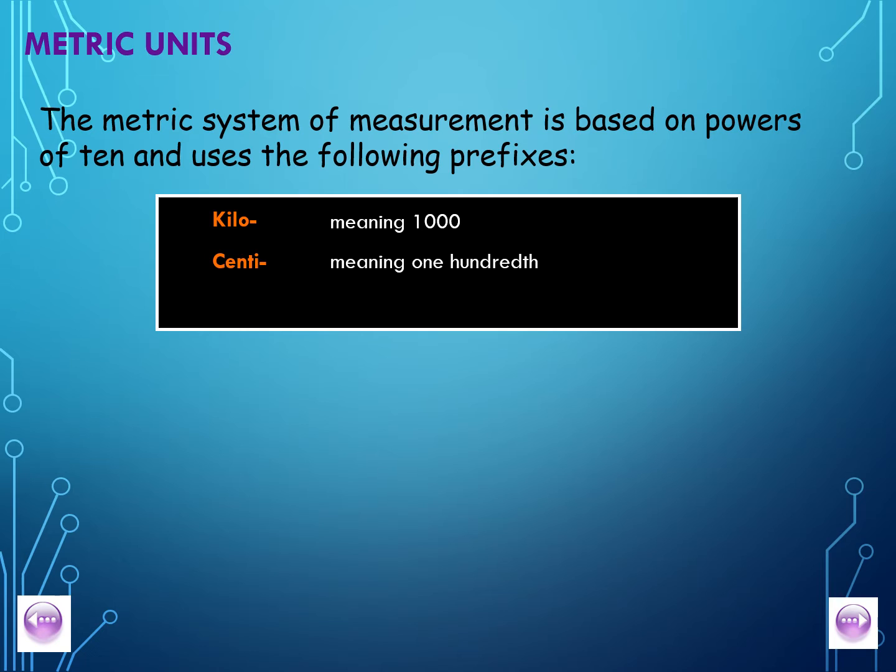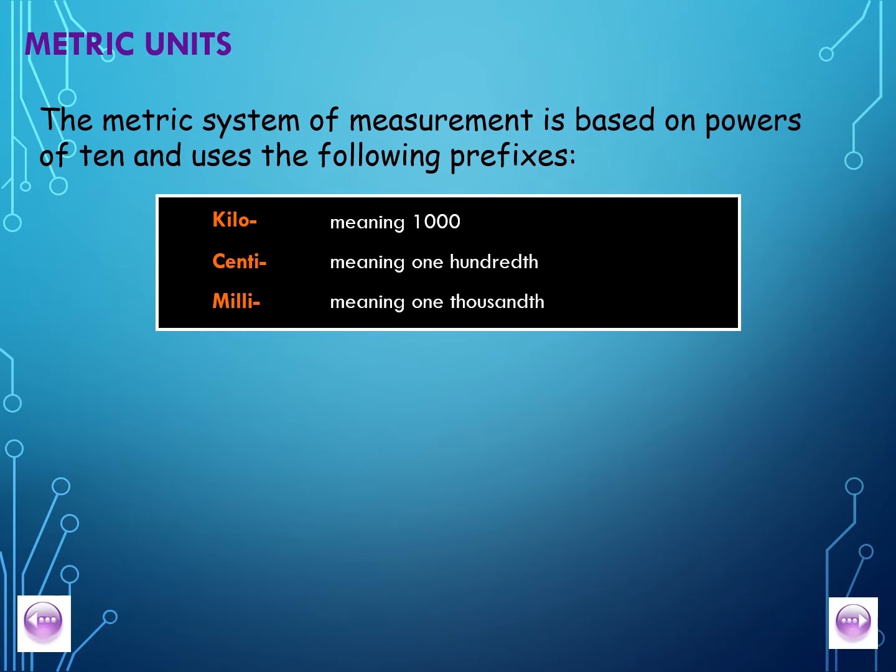And finally, the last prefix that's quite important to know, it's milli. And milli means 1,000th. Again, in other words, what you're doing is you're dividing it by 1,000.